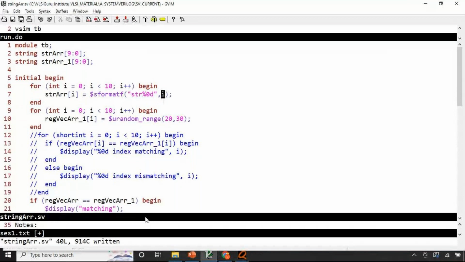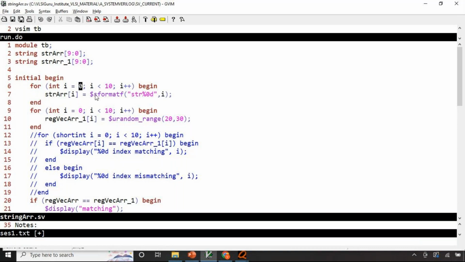Let's understand what it does. What does dollar stand for? System task, function or task. What does S stand for? String. Format stands for format the string. F stands for function. What you are telling is: format the string. Replace percentage 0t with what? Value of i, not i. Replace it with the value of i.